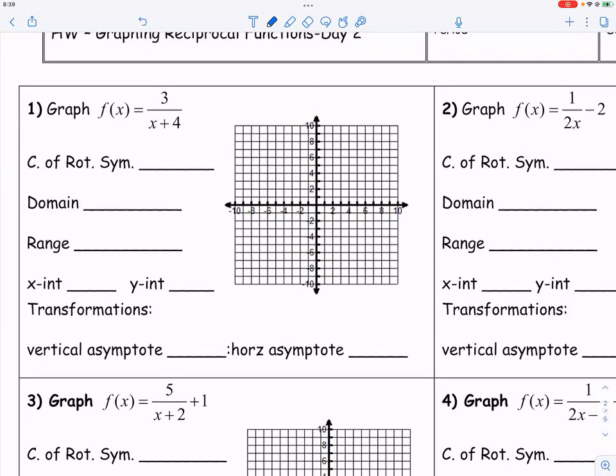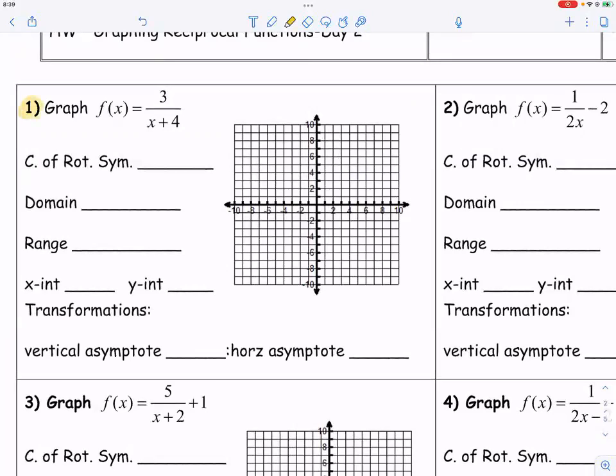On the first page, we will go over a few questions: 1, 2, 4, and 6. These would serve as examples for you to finish the other ones, okay? So number 1 right here. We see a 3 right there, we see a +4 right there. 3 is your A value, this is your C value.